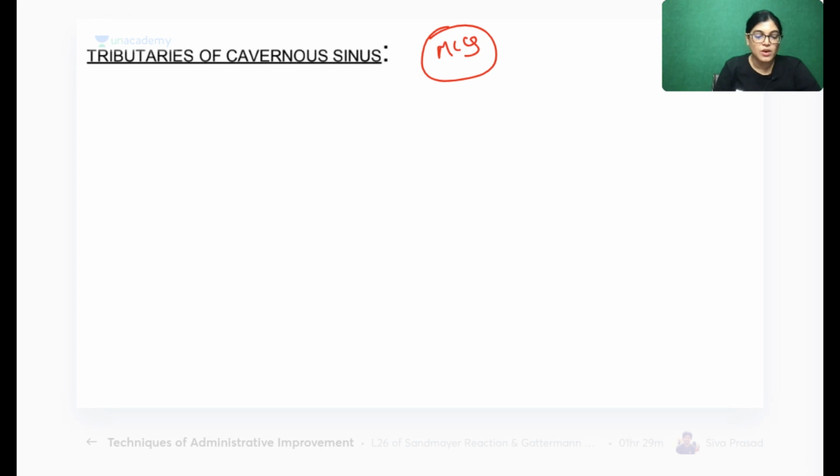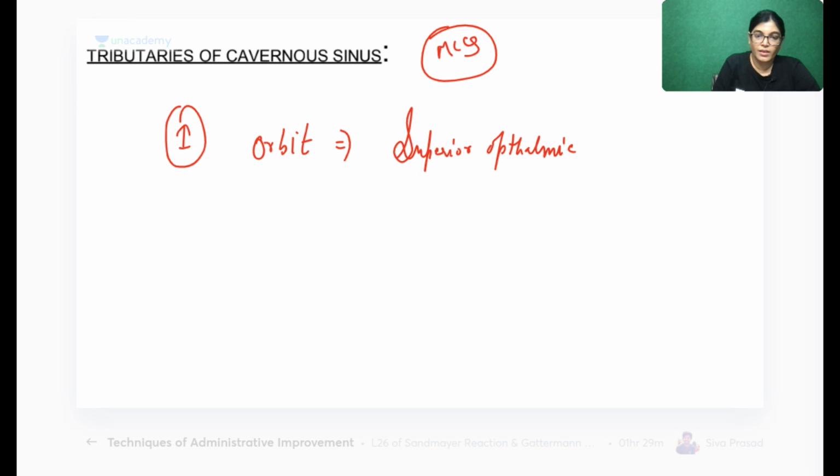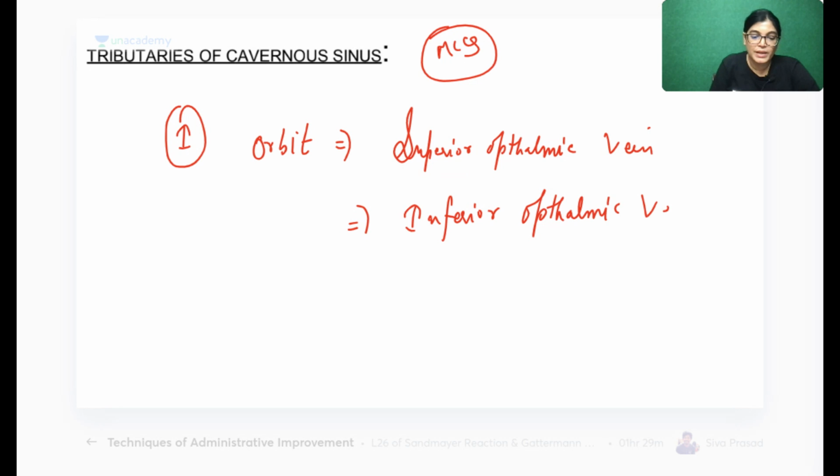Write down the tributaries of the cavernous sinus, the direct tributaries. The tributaries of the cavernous sinus are from the following sources: orbit. What is the name of the vein? Superior ophthalmic vein, inferior ophthalmic vein, central vein of the retina.